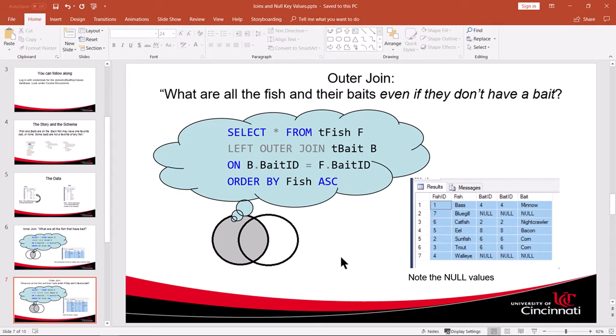When we execute this SQL statement, we get these results. Notice, please, that in the second row of the results, there are a lot of nulls. That means that the bluegill fish doesn't have a bait ID, which is that first null under bait ID. And since there is no bait ID in that row, there cannot be a corresponding row in the bait table. Therefore, the two columns from the bait table are also null.